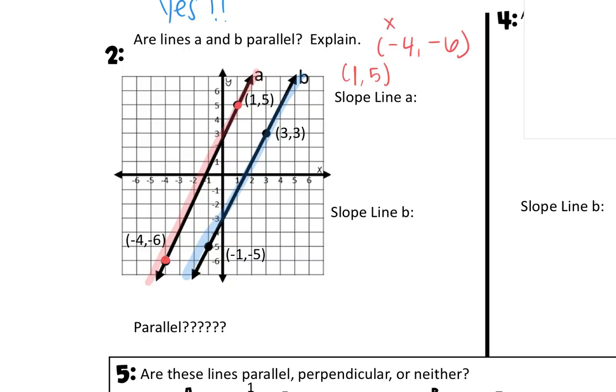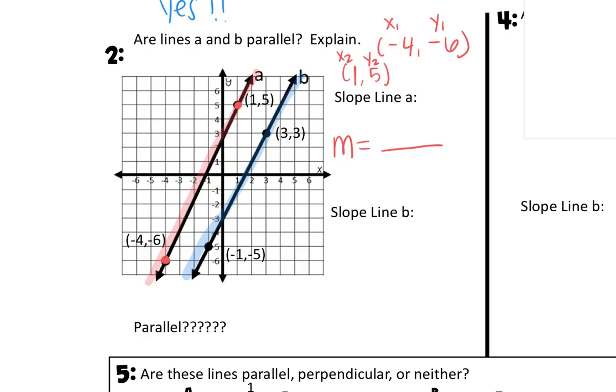So I'm going to say this is x1 and this is y1. This is x2 and this is y2. Again, why? Because I always move from left to right. So the left point for line A is (-4, -6). The one most to the right is (1, 5). All right, let's fill it in our little fraction here.